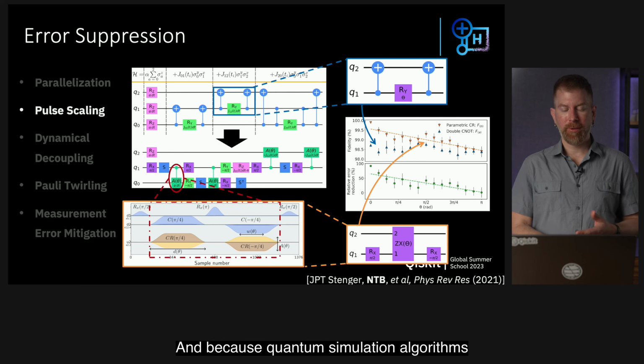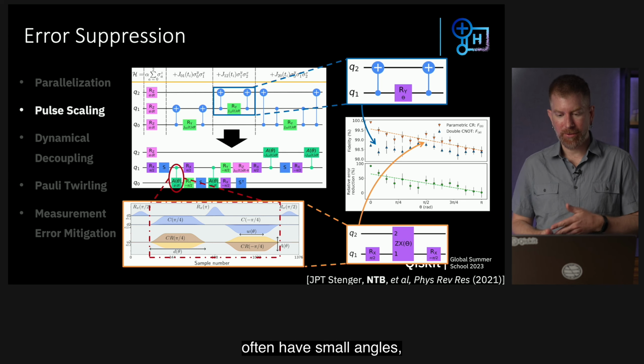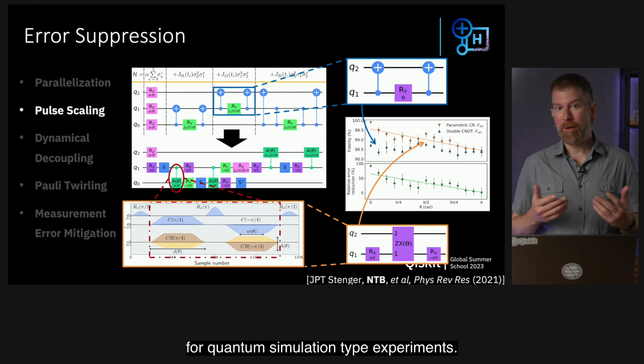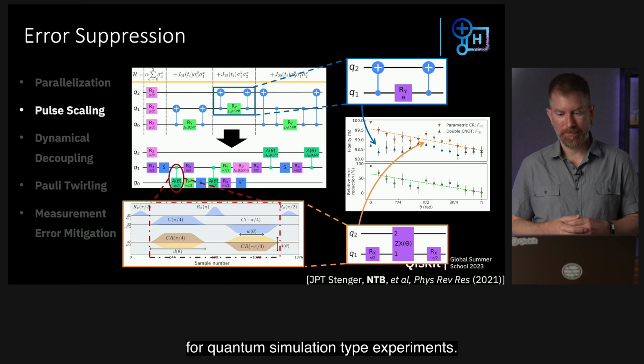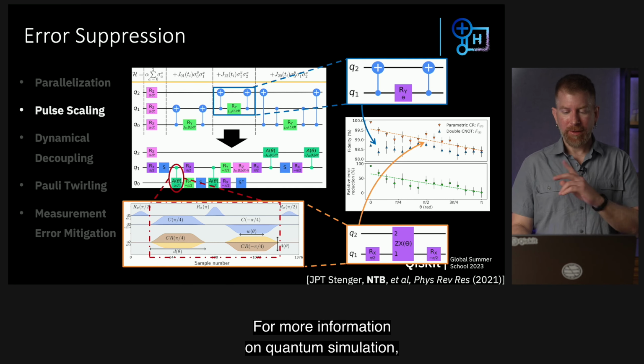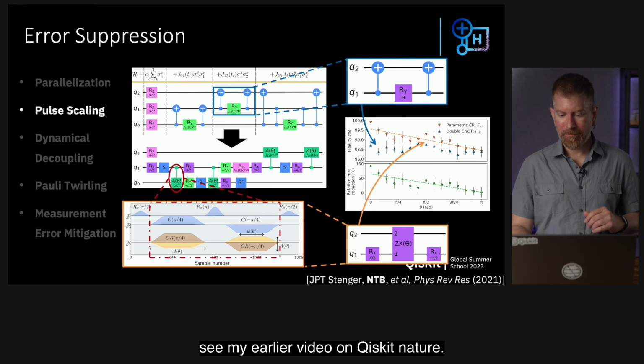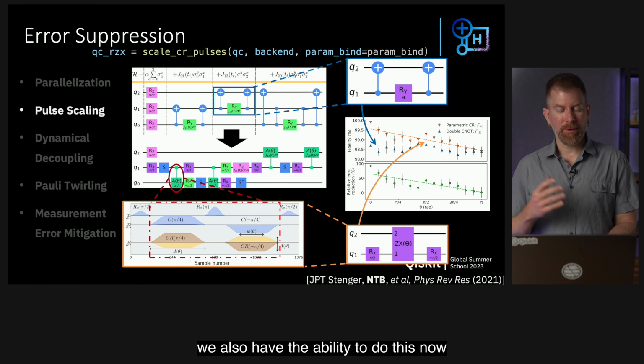And because quantum simulation algorithms often have small angles, this is a good application for quantum simulation type experiments. For more information on quantum simulation, see my earlier video on Qiskit Nature. In the Qiskit research repo, we also have the ability to do this now with one line of code.